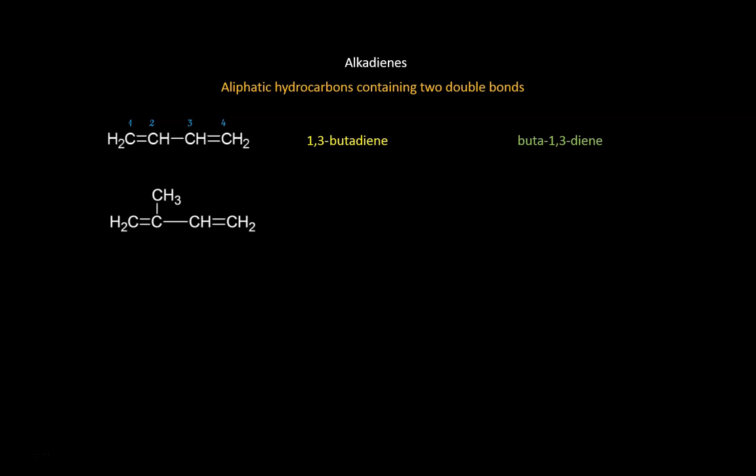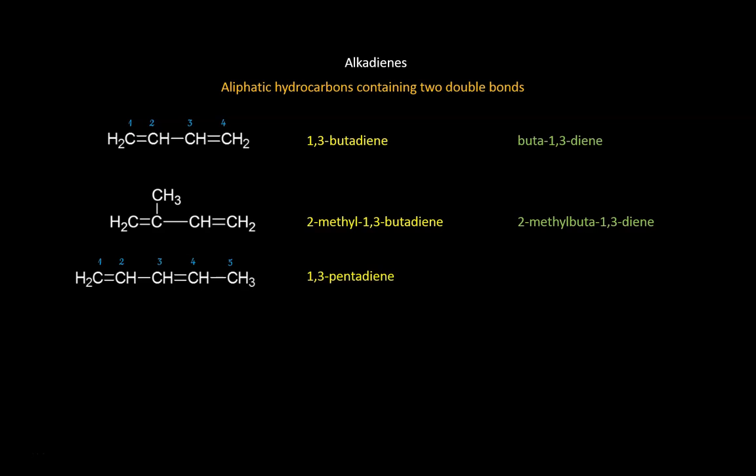How would you name this one? It's the same molecule except with methyl on carbon 2. Hence 2-methyl-1,3-butadiene, or 2-methyl-buta-1,3-diene. How about this? It's again a 1,3-pentadiene. Just locate the double bonds correctly and get 1,3-pentadiene, or penta-1,3-diene.